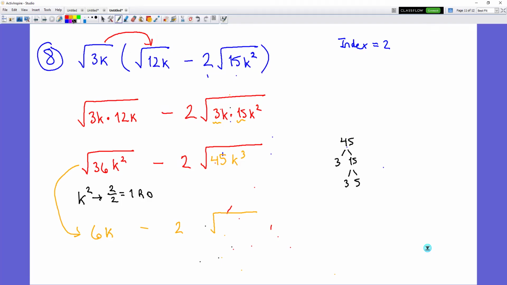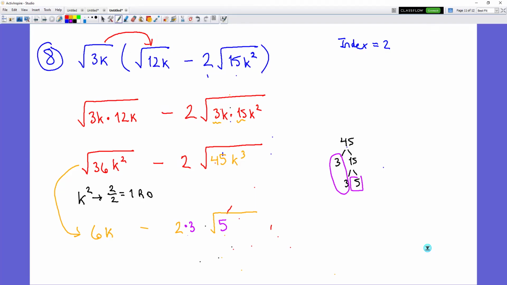And because the index is 2, that means we can find a group or a pair. So that pair is a pair of 3s with a 5 on the inside. So right now we know that the 5 is going to go on the inside of the square root. We also know that the 3 is going to go outside with this 2. So we're going to put a 3 right outside of the 2.